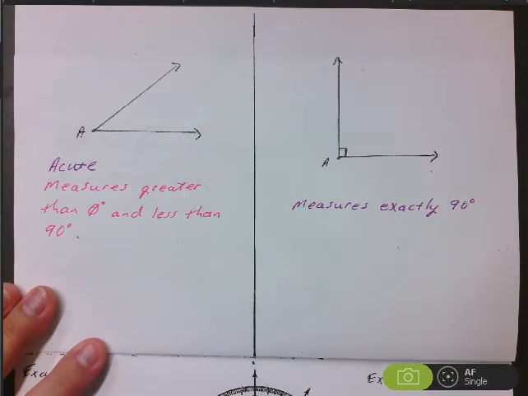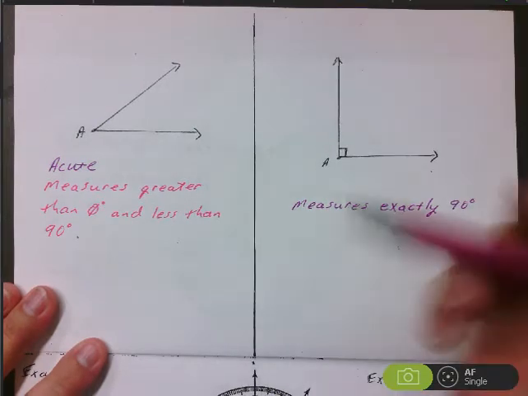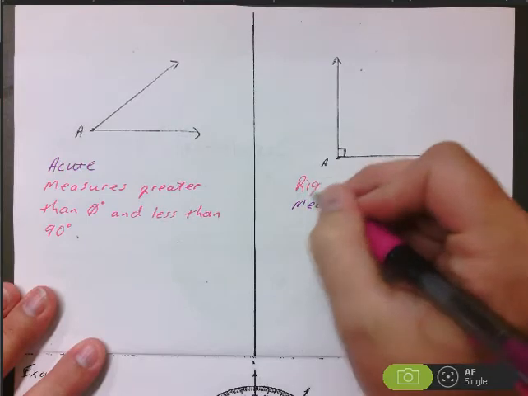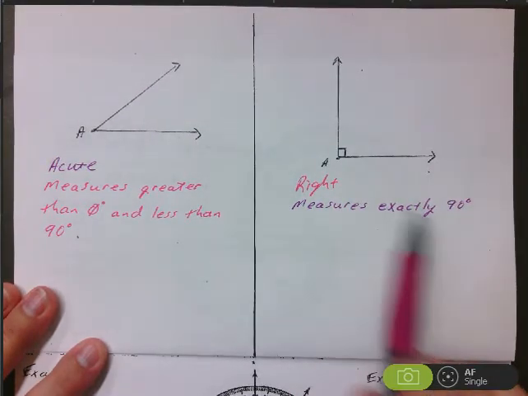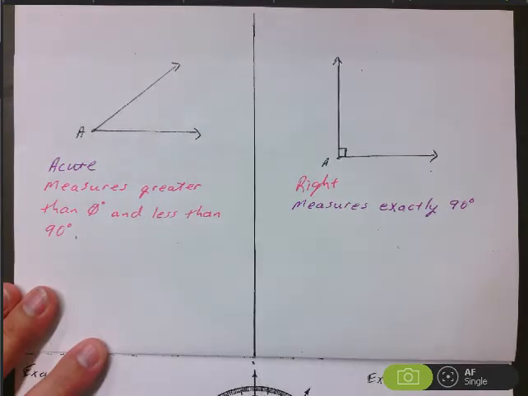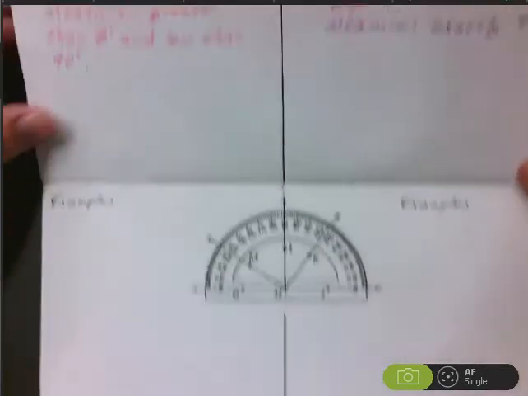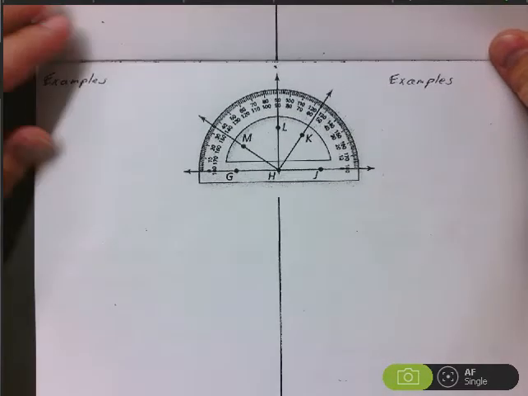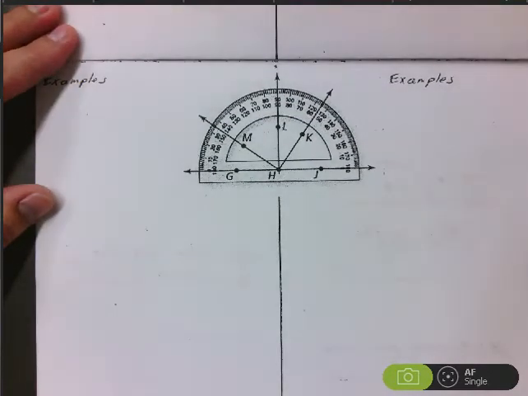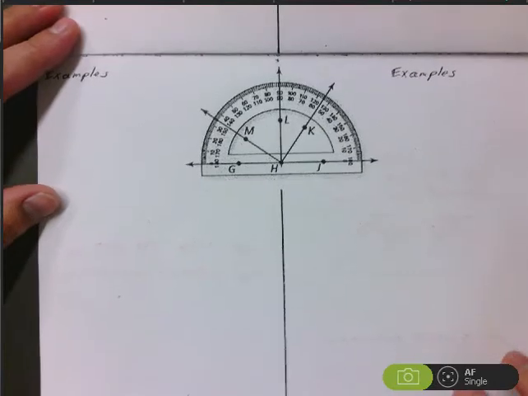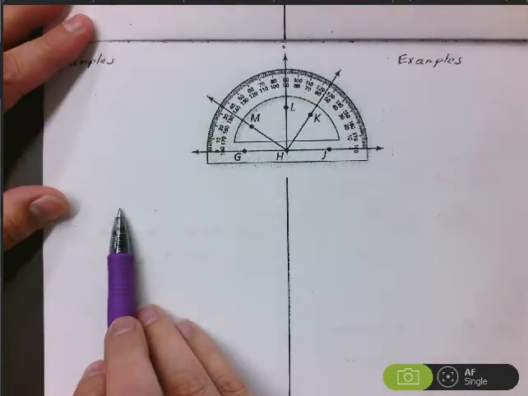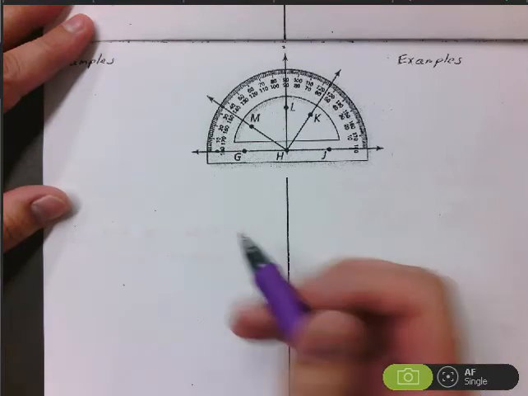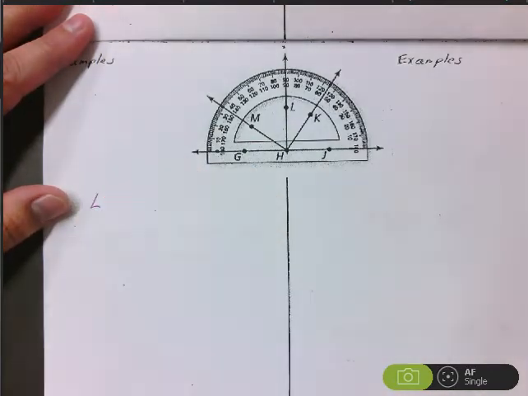Okay, the second one that we have is this right angle. So anytime we have one that measures exactly 90 degrees, we're going to call that a right angle. Okay? So we're actually going to come down here to this bottom piece, and we're going to find some acute and some right angles. Okay, so on the acute side, over here on the left, we're going to name some acute angles.